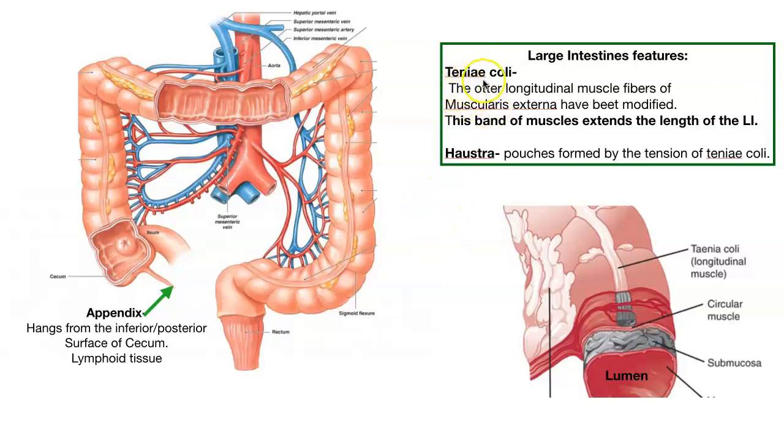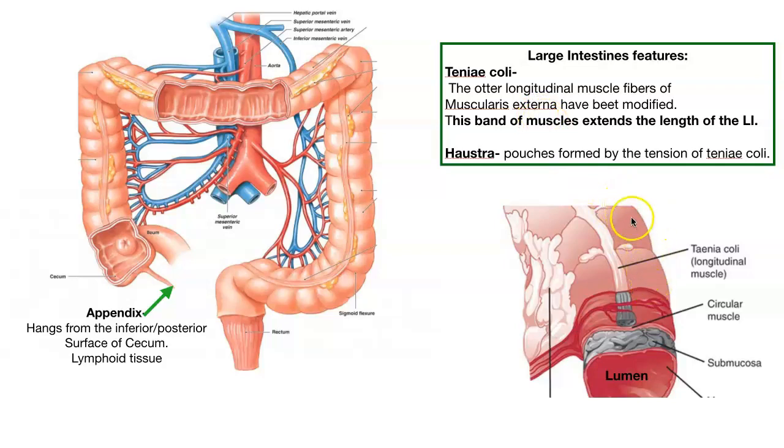One of them is called the Tinea coli. Now you're going to see this spelled differently too, but I spell it this way. You can spell it this way. It's a legal way to spell it. Tinea coli. What are Tinea coli? If you see these little bands that are running across on both sides of the large intestines, this is the Tinea coli. What are they? These are the outer longitudinal muscle fibers of the muscularis externa.